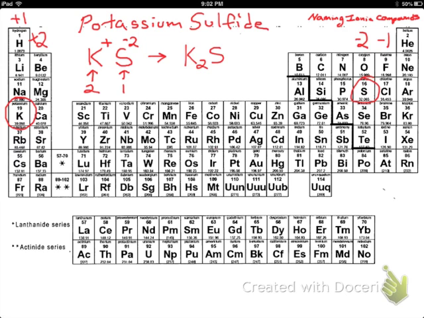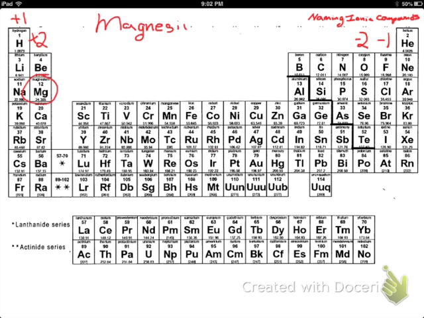And of course, anything in the oxygen column, the oxygen group, will have a -2 charge. Let's try magnesium oxide.